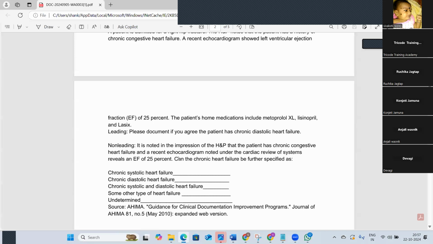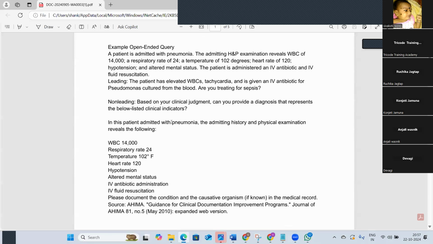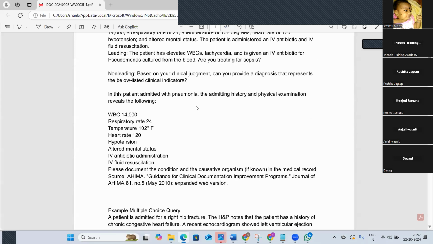So you understand the difference between multiple choice, open-ended, and leading, non-leading, right? What is the meaning of leading? Another name: non-compliant. Yes, correct. Non-leading means compliant.